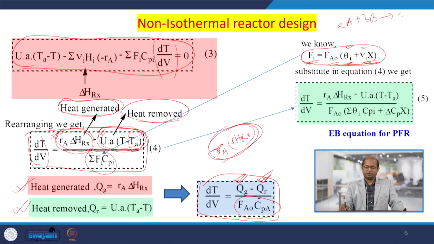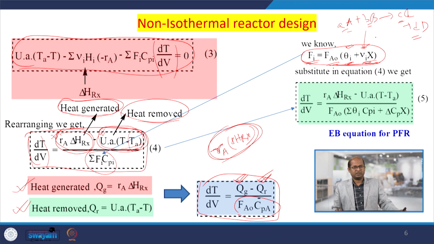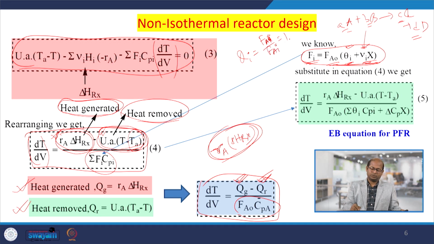So, depending upon this stoichiometric component, this value is either positive or negative, or a numerical value for that component would come. And theta I that we discussed, f A I by f A naught: for component I equals A, it would be 1, since f A naught by f A naught is also 1.